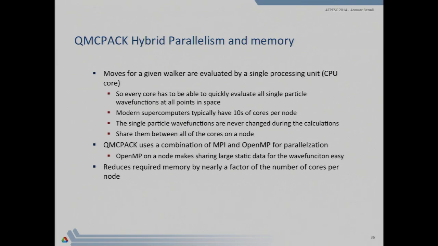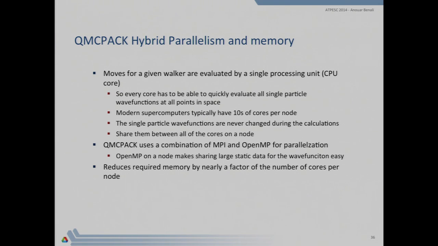The hybrid parallelism that we use is relatively simple in the sense that we have to move a given walker. Each given walker, when it moves, is evaluated by a single CPU. If you remember, we said that we have these ensembles. Each one of them has to be evaluated by just one CPU at a time. So every core has to be able to quickly access the wave function and evaluate all the single particles at that point in space.